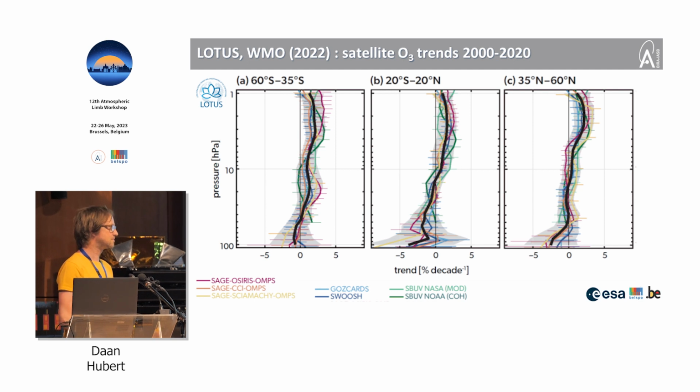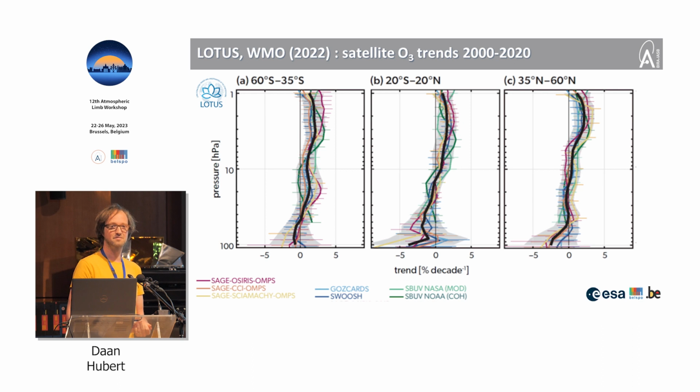The whole rationale is, of course, we would like to understand what confidence level we have in the trends derived from these wonderful long-term ozone profile data sets. This is showing the latest and greatest result published by the LOTUS team and then taken up for the WMO assessment, showing the different trends in different latitude regions at different pressure levels for different data sets. They all tend to agree, but there are some differences.